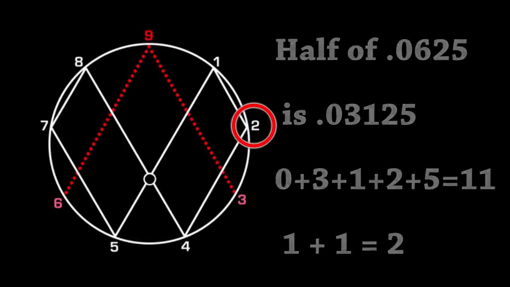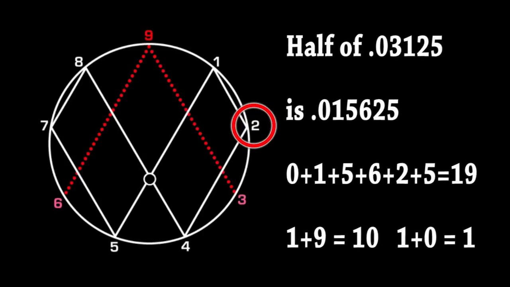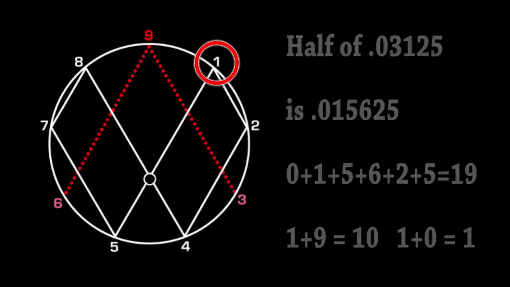And finally, half of 0.03125 is 0.015625. And 0 plus 1 plus 5 plus 6 plus 2 plus 5 equals 19. 1 plus 9 equals 10. And 1 plus 0 gets us right back to 1 and where we started.